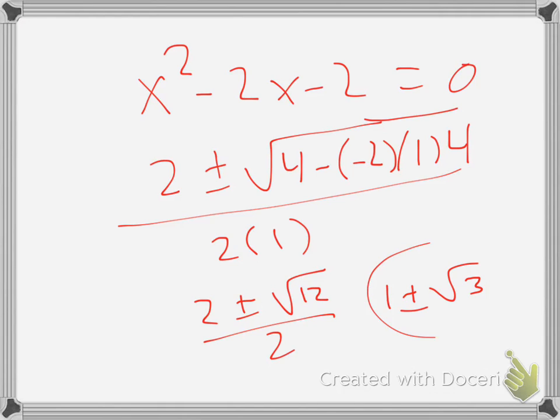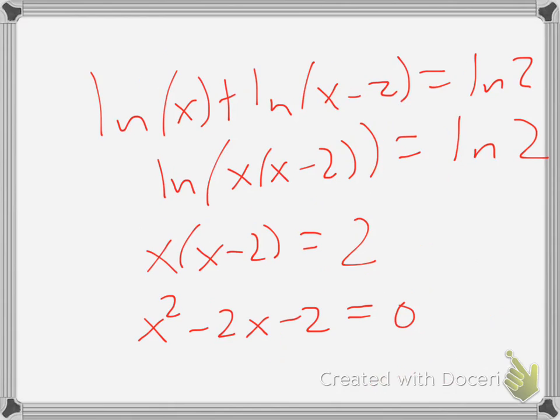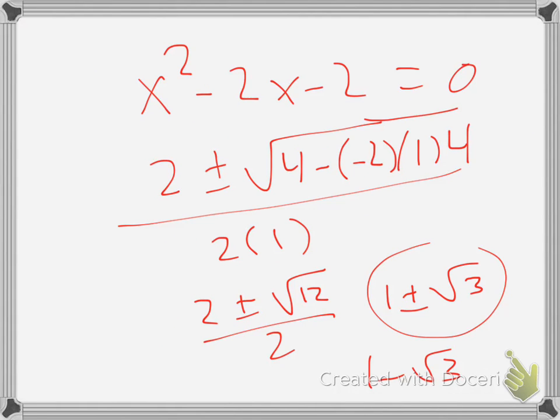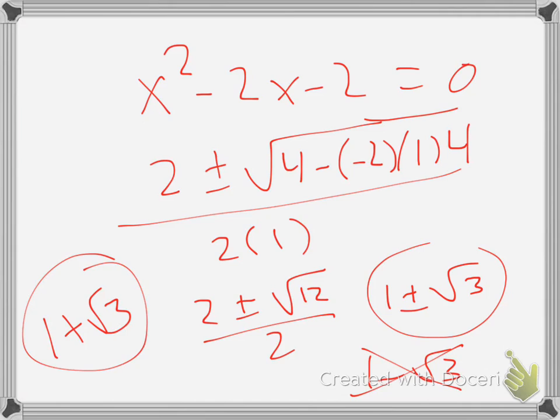So those are our two answers, but this number is negative, and remember that you can't put negatives in logarithms. So if you go back, if I put that number into here, that would be a problem because I can't actually input a log of a negative number. So the only actual answer then is 1 plus square root of 3. That number is bigger than 2 as well, so I can plug it into both logarithms.